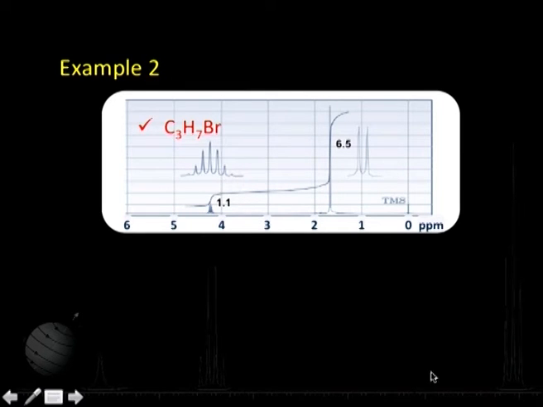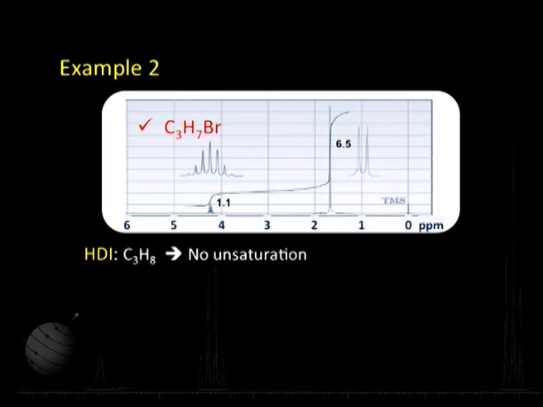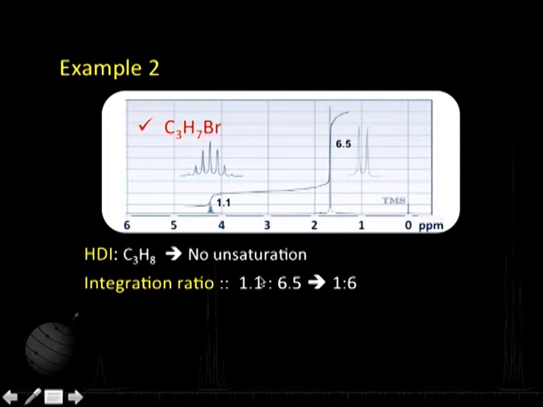Now, we start systematically and look at the HDI. The HDI for this, C3H7Br, since Br adds to this, becomes C3H8, again no unsaturation. So, there is no double bond or any ring in the molecule. One conclusion we can straight away draw. The next step is to look at the integration ratio. This comes out to be 1.1 to 6.5. Simplify that, it comes to about 1 to 6.